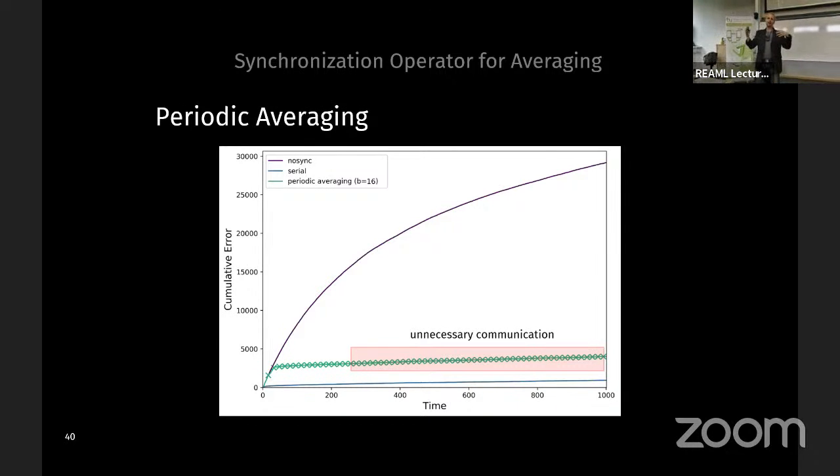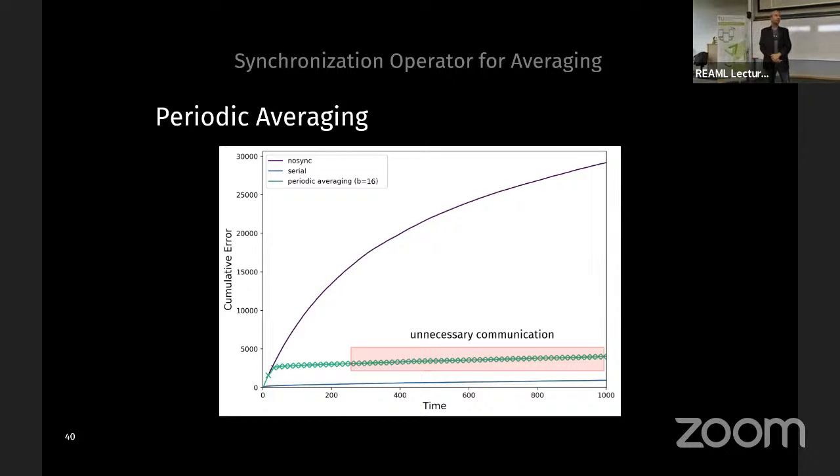And I show you two baselines. One is serial or centralized learning. So you just collect all the data, run a serialized training algorithm that converges very, very fast, as to be expected. And you have a system that does not synchronize at all. So you just have the average, or in this case, the cumulative error over all clients. This is, of course, a lot higher and did not even converge after 1,000 rounds.